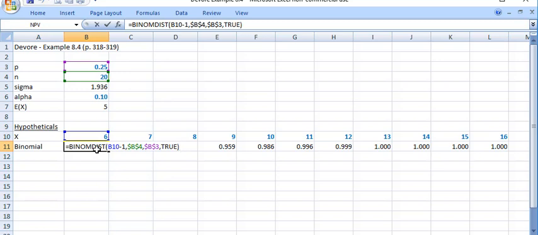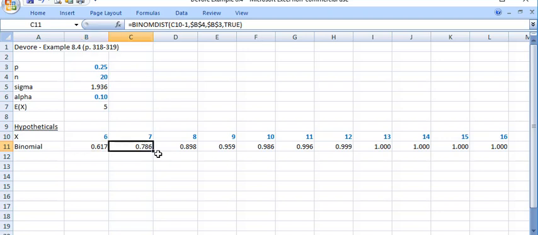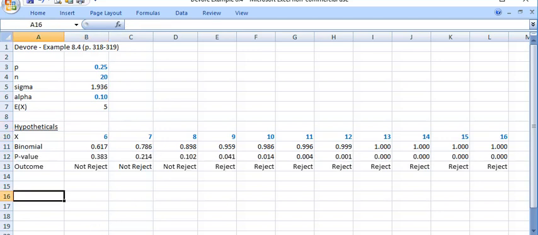It's basically our BINOM.DIST of B10 minus 1, so we're looking at 1 less than that because it is a binomial, over a range of 20, with a probability of 0.25 and true. So we want the cumulative binomial probability of fewer than 6 coming through or fewer than 7 coming through, and that's the probability that we end up with. So that's our binomial distribution.